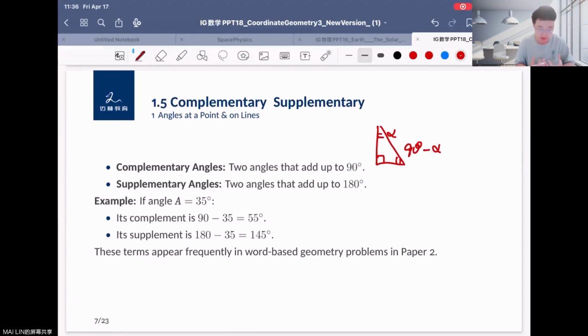And supplementary angles means that the two angles add up to 180 degrees. Okay, so maybe here we have a straight line, and we use a line to divide it into two parts. So this angle and another angle are called supplementary angles. For example, if the angle is 35 degrees, to find the complement angle, that is 90 degrees minus 35 degrees equals 55 degrees. And to find the supplement angle, that is 180 degrees minus 35 degrees equals 145 degrees. Okay, so that is for this.